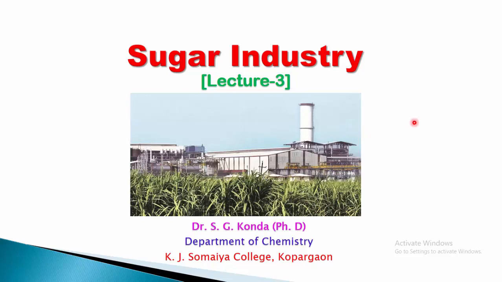In the last lecture, we discussed the steps involved in the manufacture of sugar from sugarcane, where we explained three different steps: raw materials, extraction of juice, and purification or clarification of juice.